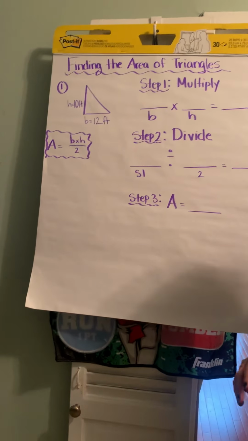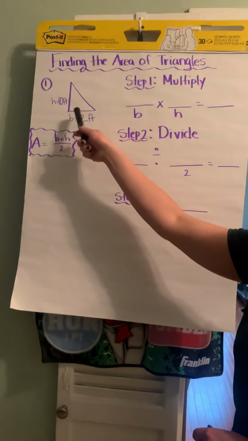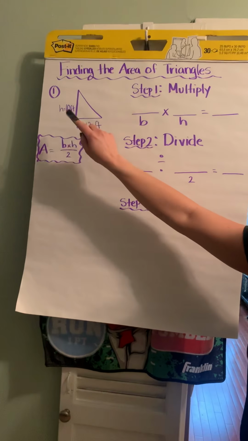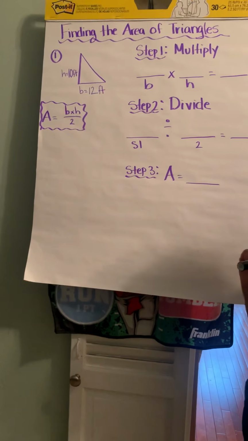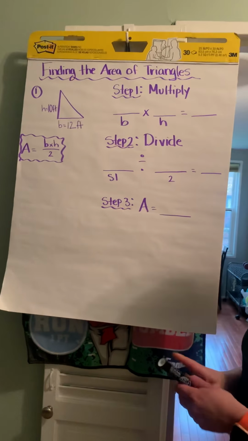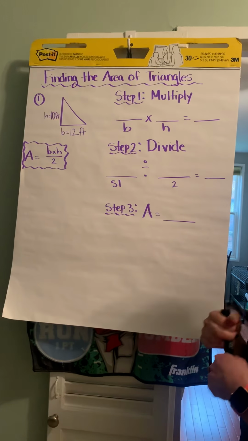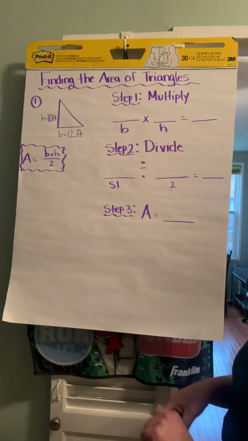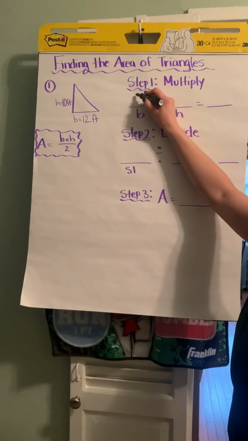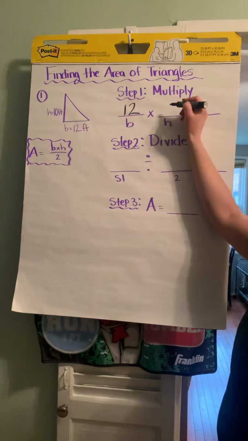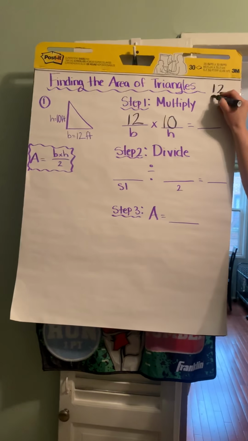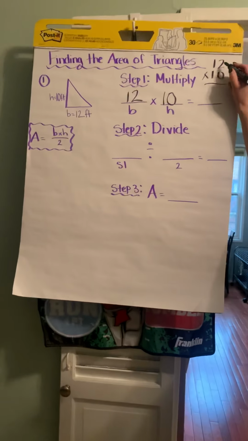So let's practice together. We have a right triangle because I can tell since it's shaped like an L shape, it's a 90-degree angle. That's a right triangle. It has a height of 10 feet and a base of 12 feet. So I'm going to do my step 1 of plugging in my base, which is 12, and my height, which is 10. These are 2-digit numbers. So I will stack and multiply.